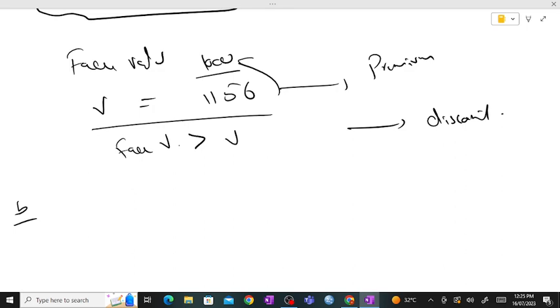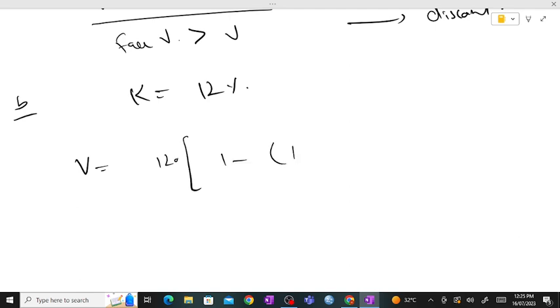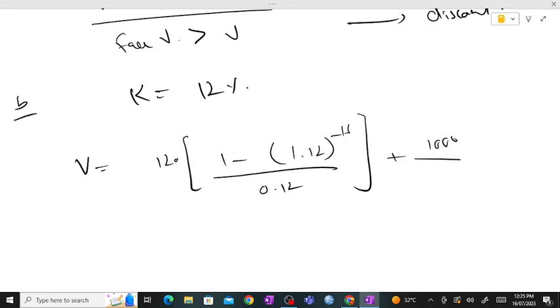Then point number C, they were saying if the required rate of return was 12% instead of 10%, what would be the current value of the Complex System bond? Let's solve it again, same formula, same values, but K would be 12%. So V is equal to 120 times (1 minus 1.12 power minus 16) divided by 0.12, plus 1000 divided by 1.12 power 16. When you solve it, you will get 1000.